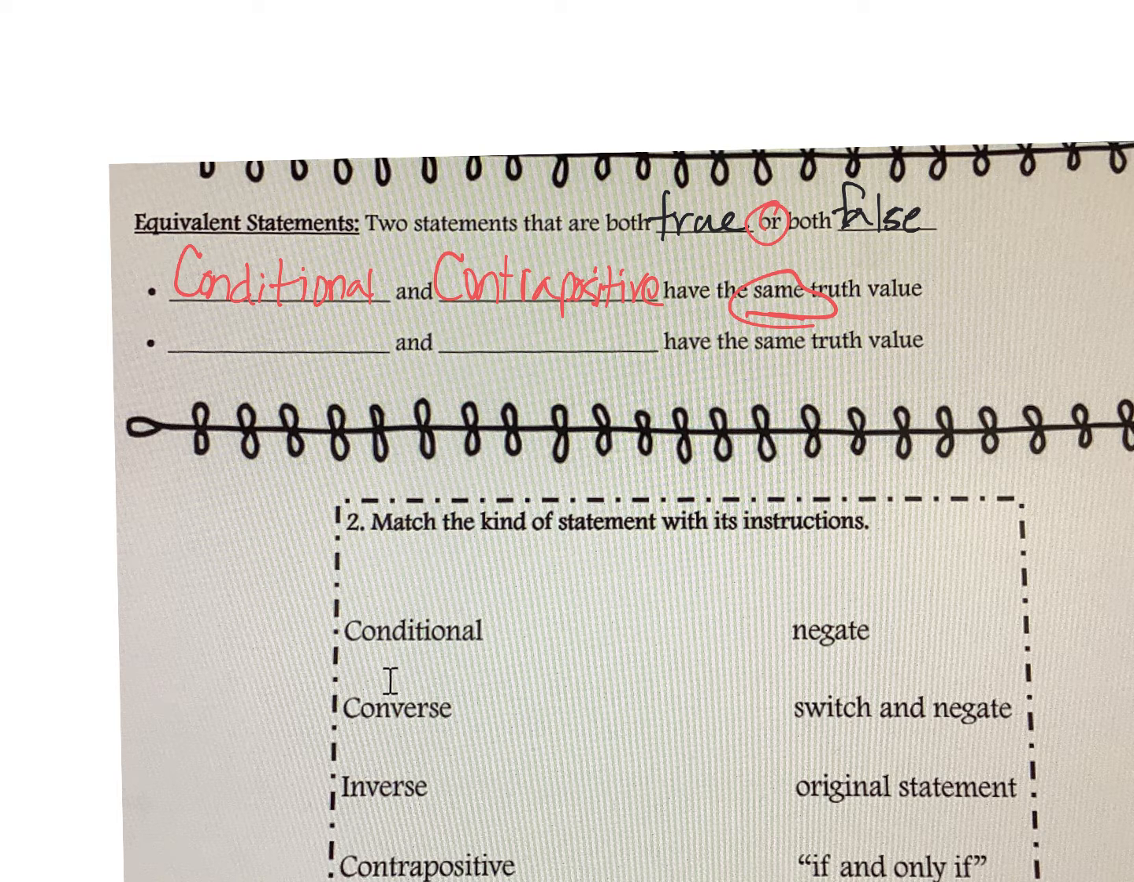What are the other ones? The other two have the same truth value. So every time you have a conditional statement, the contrapositive is going to be the same. The converse and the inverse. So if your converse is true, then your inverse has to be true. If your converse is false, your inverse has to be false, because they have to be the same.